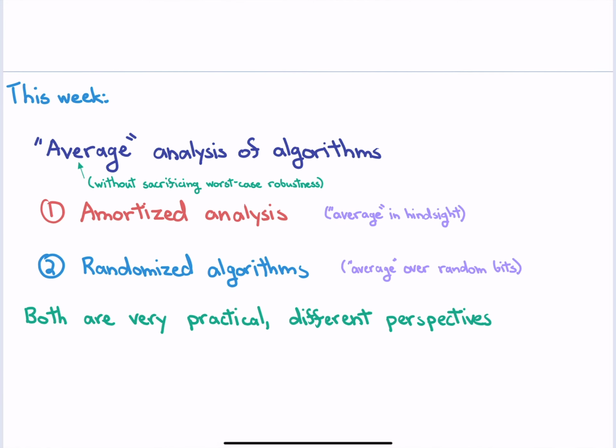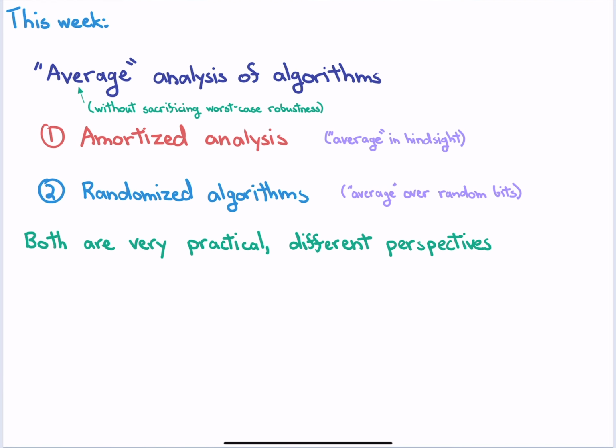So what are we doing this week? This week we'll do something that's a little bit different in perspective than what we've done all semester, because in some sense we'll be doing a sort of average analysis of algorithms. Okay, and we'll do it in two different ways.